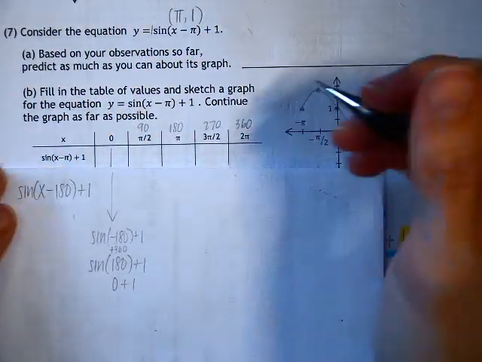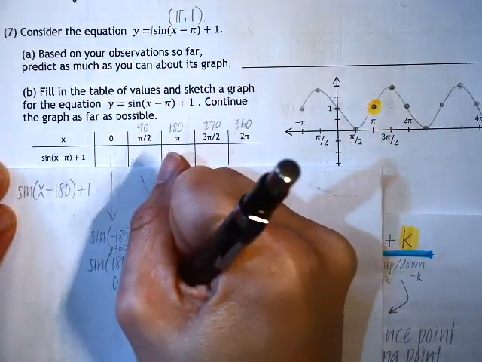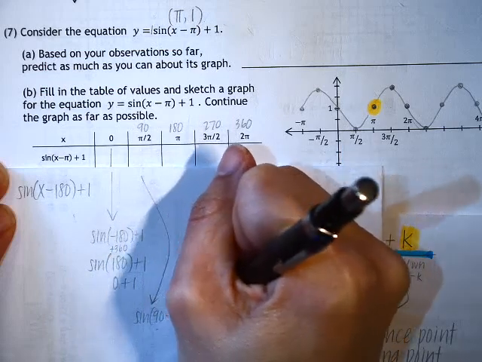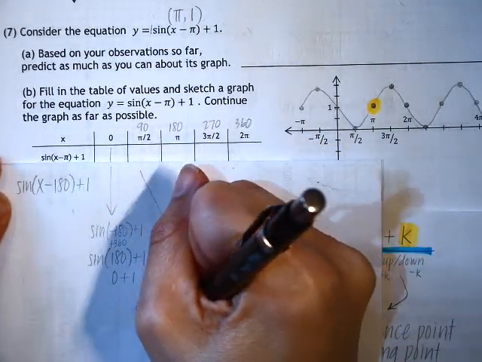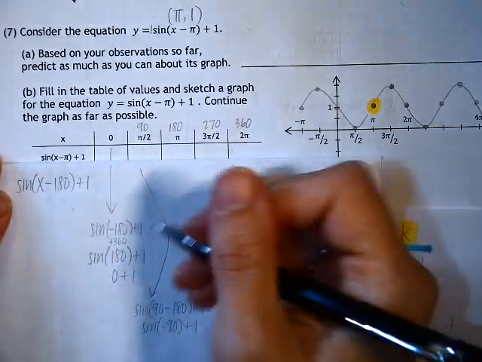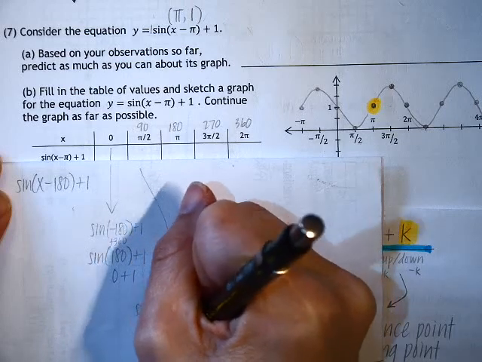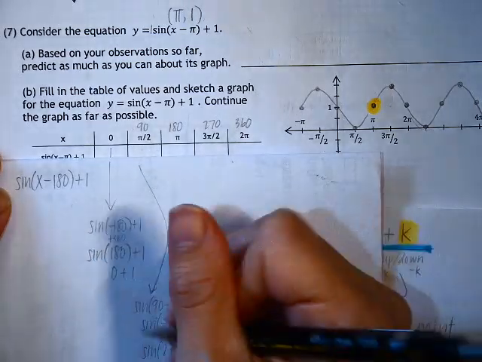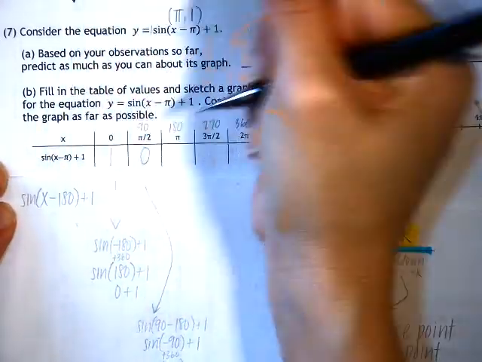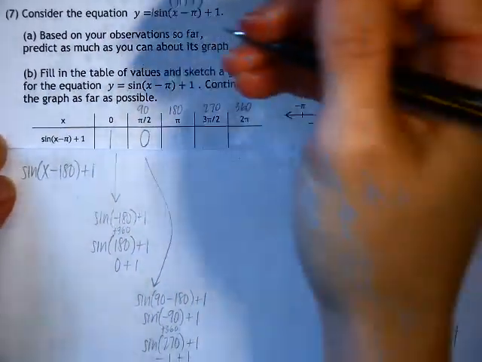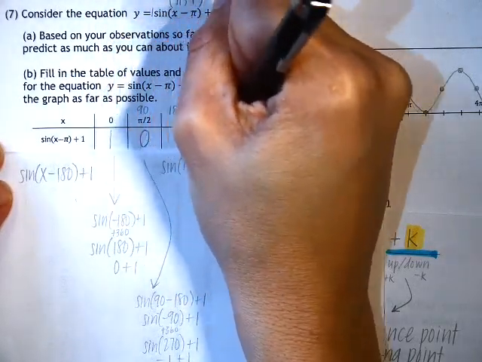Now I'll do the same thing for the next one. The next one is going to be sine of 90 minus 180 plus 1. That again is going to give me a coterminal situation because I have negative 90. And if I do my add 360 technique, I'll get sine of 270 plus 1. Sine 270 is negative 1, plus 1 is 0. Now I'll do the same thing for 180. That's sine of 180 minus 180 plus 1.